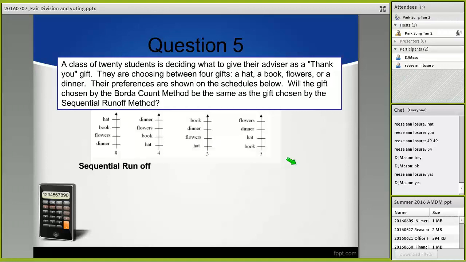Okay, so from the second round, our first place count again, because since book is eliminated, the first place is adjusted some. Okay, hat still has 8 first place count. And dinner has 4 first place count. But dinner also has 3 from the third column after book is eliminated. So 4 plus 3 equals 7. And flowers has 5 first place count. So now we are going to eliminate the next lowest. The lowest first place count here is flowers. So flowers is eliminated.